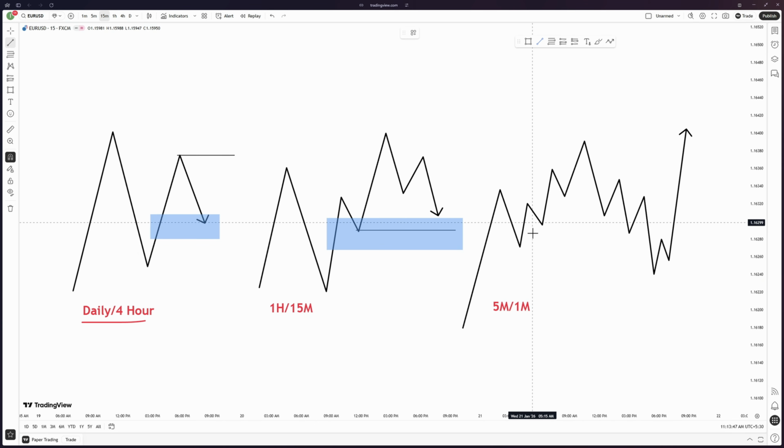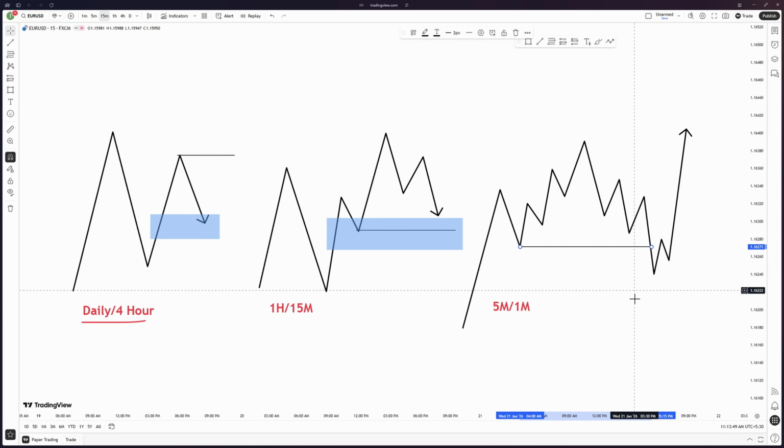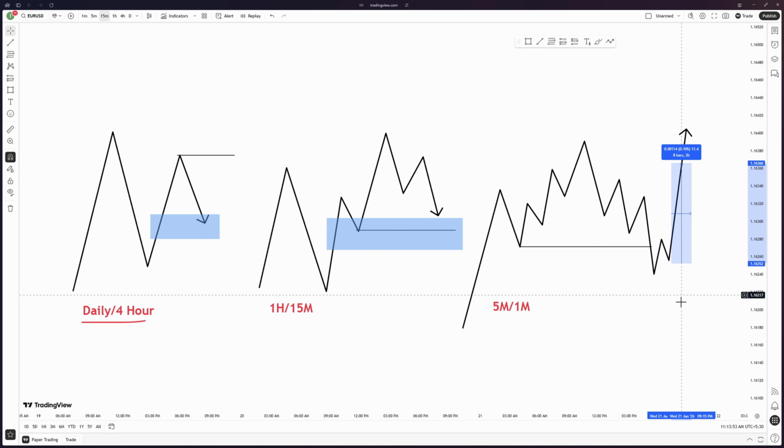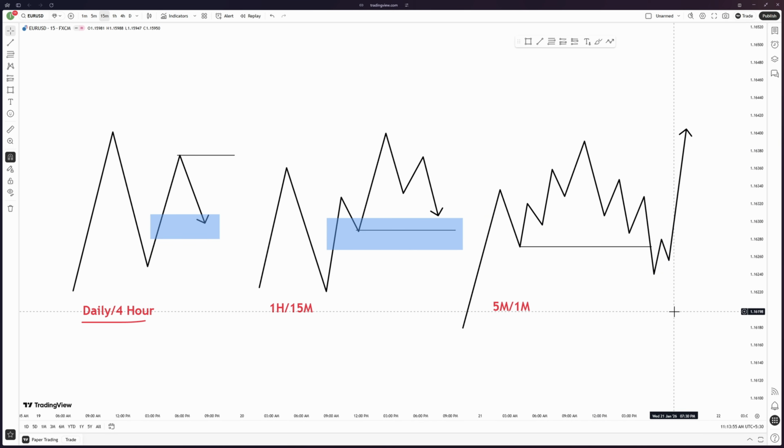Once liquidity is taken, I have to drop down to a much lower time frame. Here, I will wait for strong displacement. I want to see price move away with strength. This tells me it's a valid liquidity sweep. Without displacement, I don't look for entries.